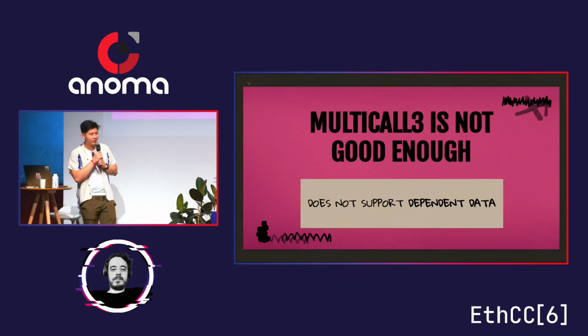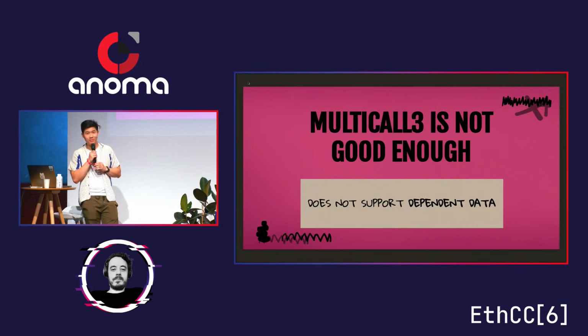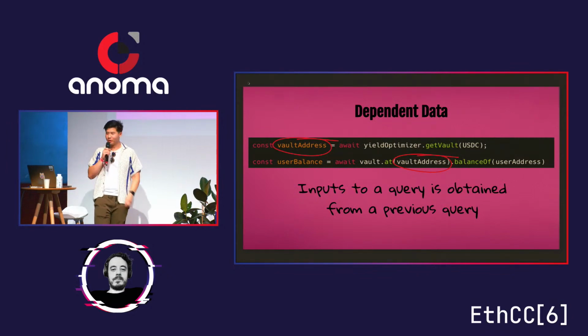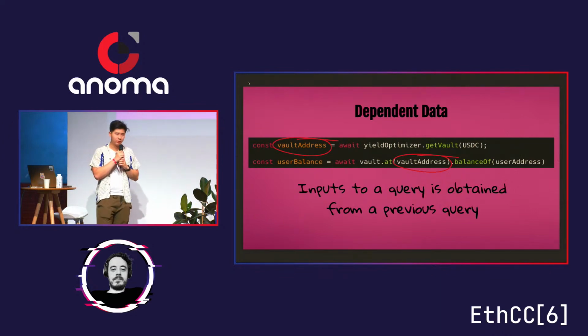Now, Multicall3 is good, but it's not good enough. The issue with Multicall3 is that it doesn't support dependent data. And what I mean by dependent data is that it doesn't support the situation where your inputs to the query are dependent on a previous query. So for example, in this, I'm getting a vault address for some kind of yield optimizer, and then I want to query the vault address, my balance in the vault. So I first need to get the address out from some registry and then put that address into the second query. So this is the concept of dependent data. Multicall3 doesn't support that.